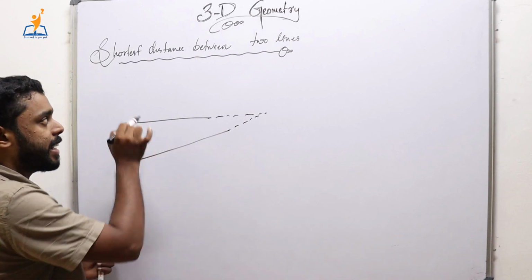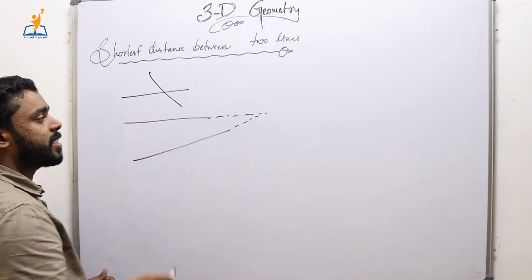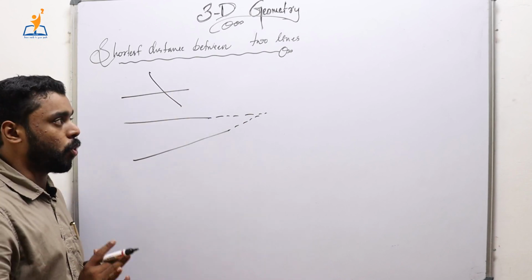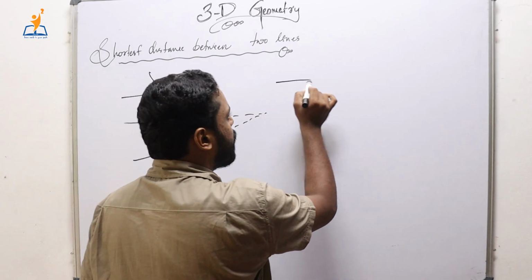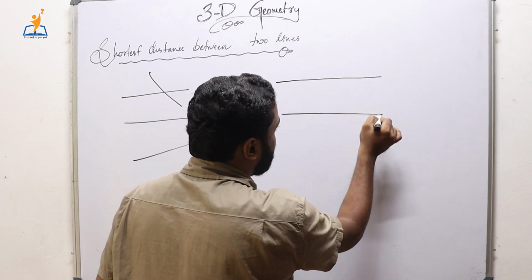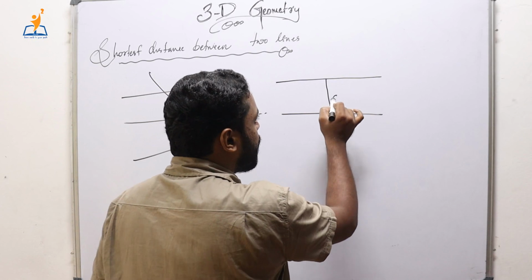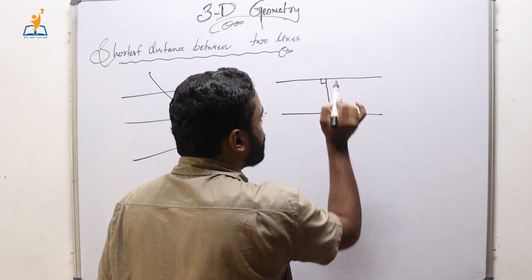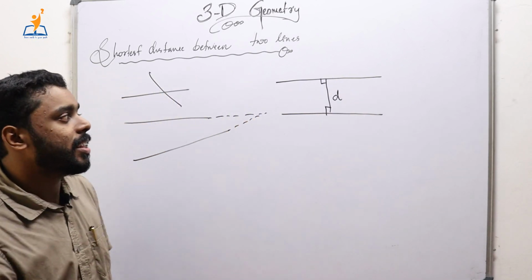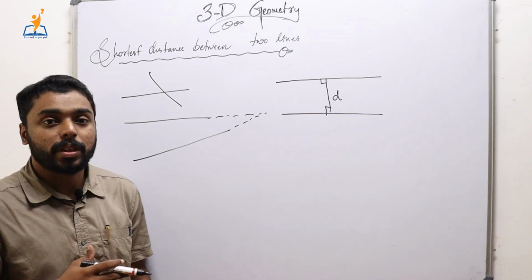So whenever the lines intersect, the shortest distance between those two lines will be 0. Suppose that these two lines never intersect, then they are parallel, isn't it? Then the shortest distance between these two lines is nothing but the perpendicular distance between them. We have learned these things in two-dimensional geometry.